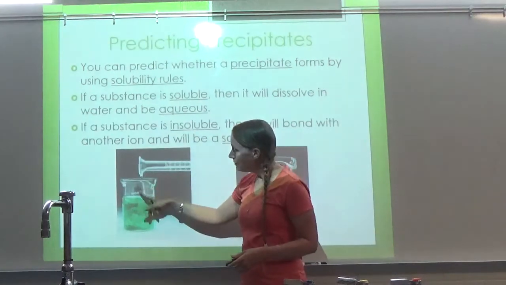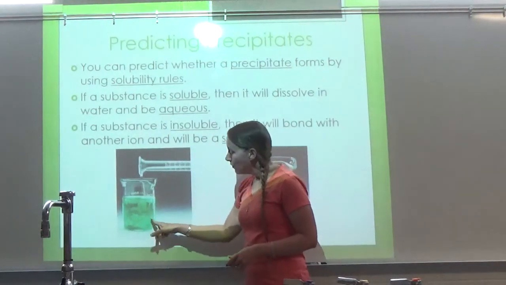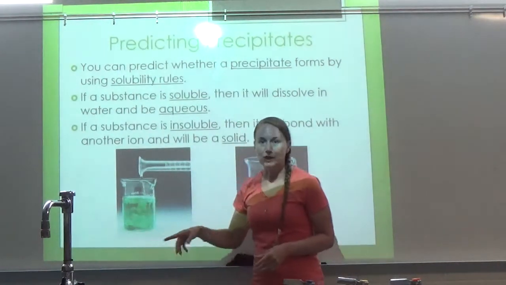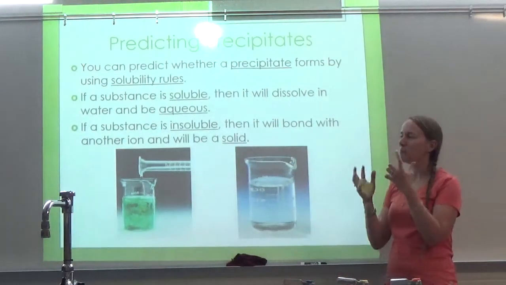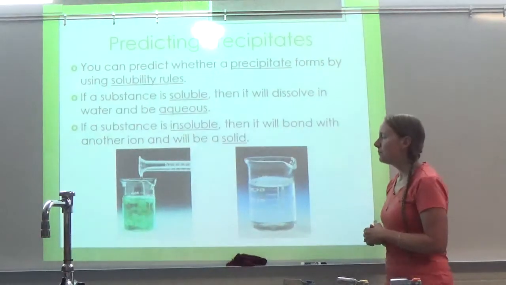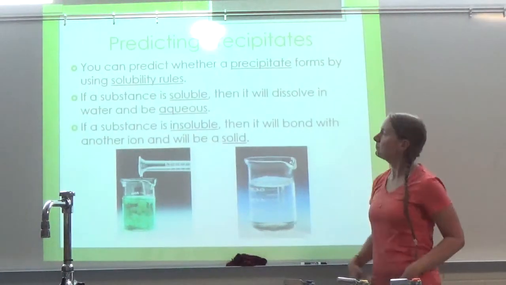However, sometimes when you mix liquids, you will form a solid in the liquid. It'll look kind of cloudy. Sometimes if it's white, it looks milky. It might look murky or muddy. So that's what a precipitate looks like.